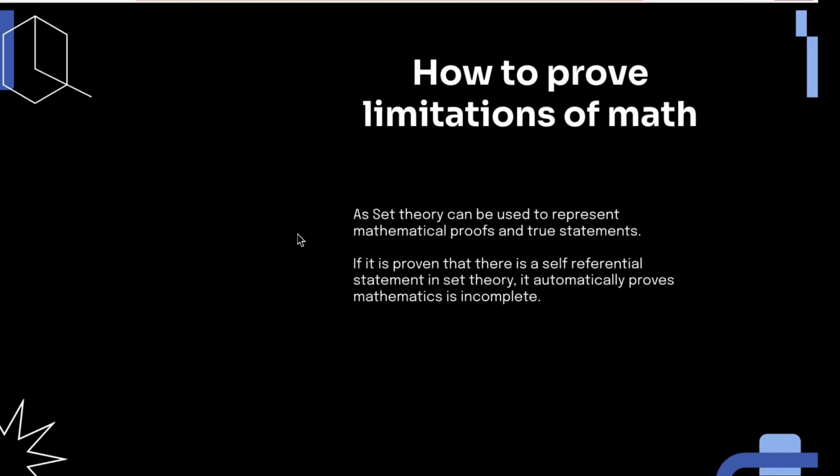So as we've established earlier, set theory can be used to represent mathematical proofs and true statements, like the axioms. Because set theory can represent axioms, you can automatically represent anything which comes from the axioms. It's just a combination of them. So theoretically, if you can prove a self-referential statement in set theory, it proves that mathematics is incomplete.